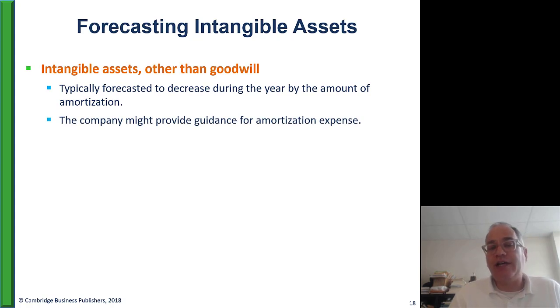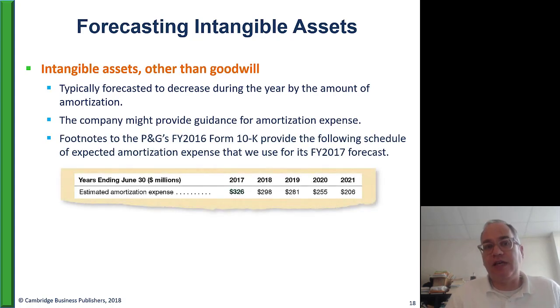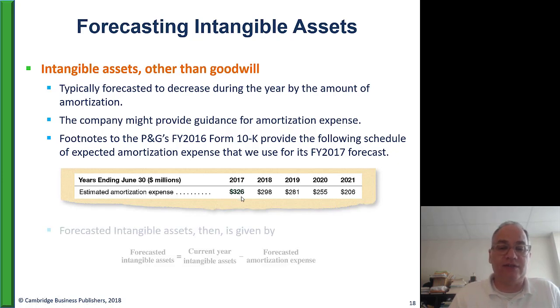So with intangibles, besides goodwill, you're simply going to amortize them. And usually amortization is going to be the same as last year. If there's a write-off, you may have read in a 10Q or something that the company is writing off some intangibles, then you would also want to write them off. Here in this example, I wouldn't be surprised if amortization expense in 2018 is 326.